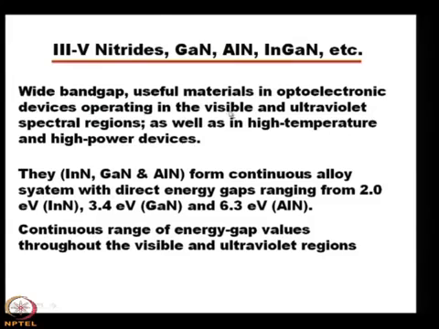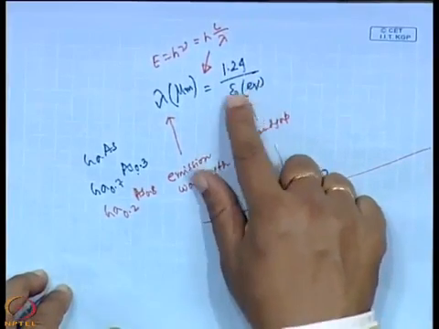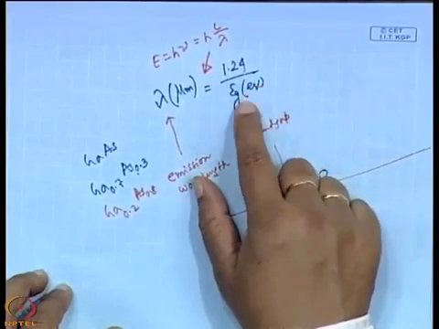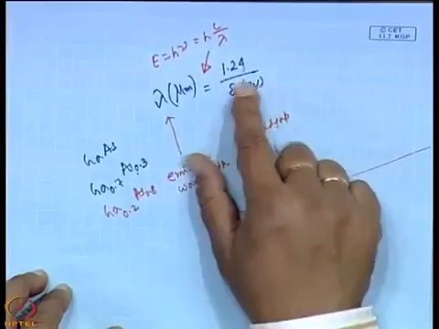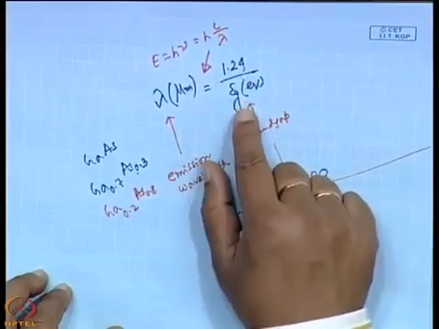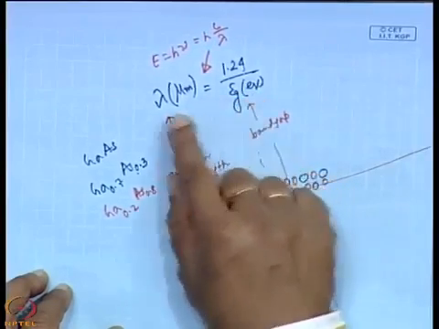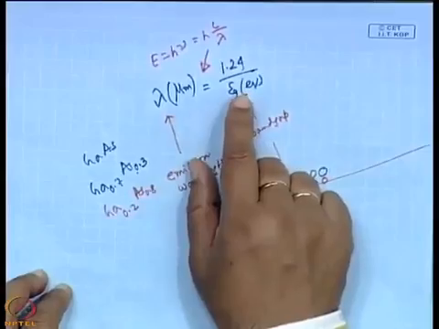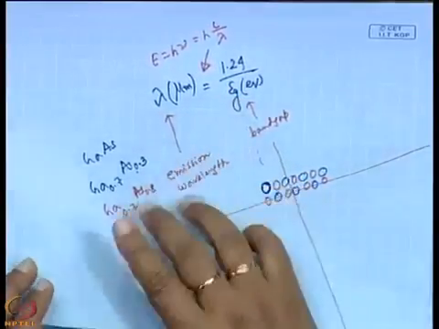Why is it visible? Because if we use the relation 1.24 by Eg, you will find that this Eg, the band gap, is wide in case of the nitride semiconductor, greater than 2. So, the visible spectrum is obtained, and particularly the blue or the ultraviolet, because the Eg has that kind of value which will give you lambda equal to 400 nanometer, 380 nanometer, 420 nanometer, the blue or the ultraviolet region.